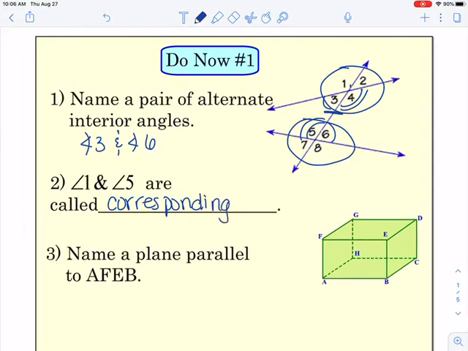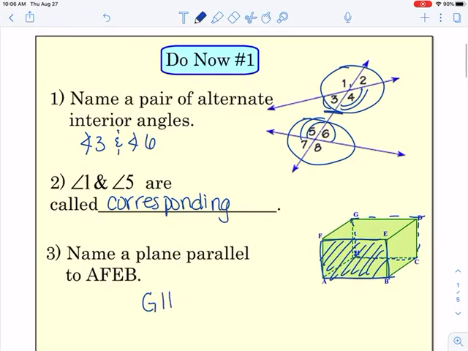Okay, and then we want to name a plane that is parallel to AFEB. AFEB is the front side of that box. So the only other plane that's going to be parallel to that is the back side of the box, which is GHCD. And that's your Do Now.